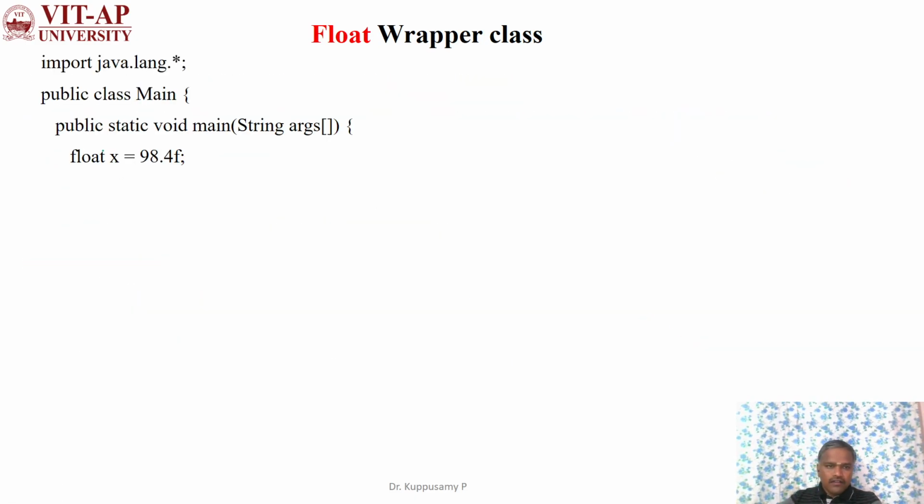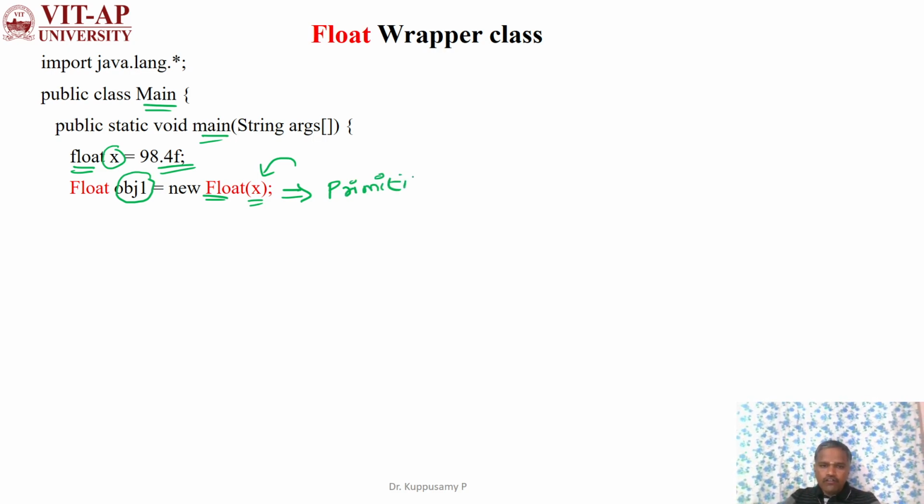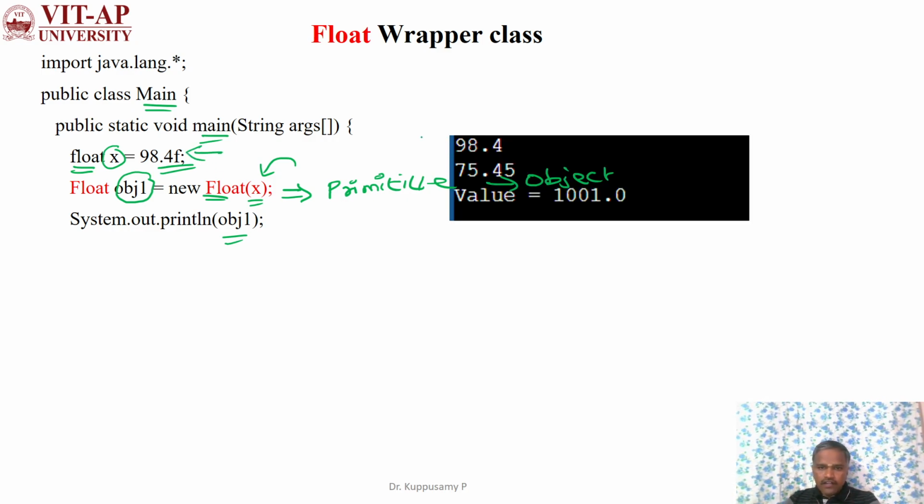it will return the value of that object as a float value. And the example is given: main class name, and the main method is defined here. Then I am passing the floating point primitive data type variable x. Then here I am converting that primitive data type value into the wrapper class data type Float by using the constructor, which is stored in the object. So now in this context, we are transforming the primitive data type value into an object. So now the object obj1 has the value which is passed as 98.4, and that is what is displayed here.